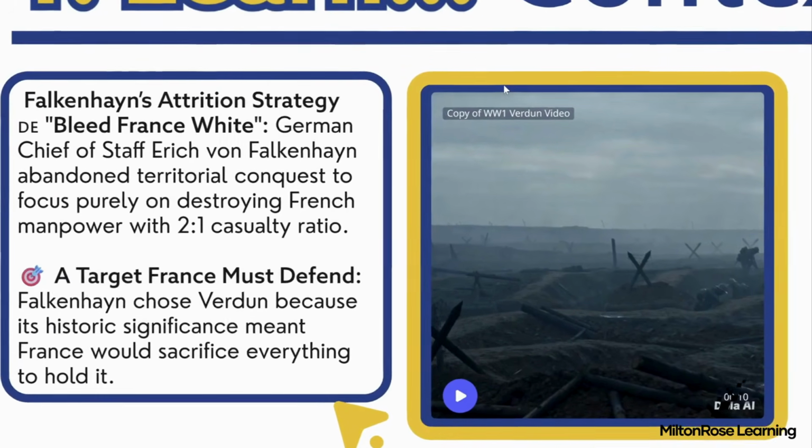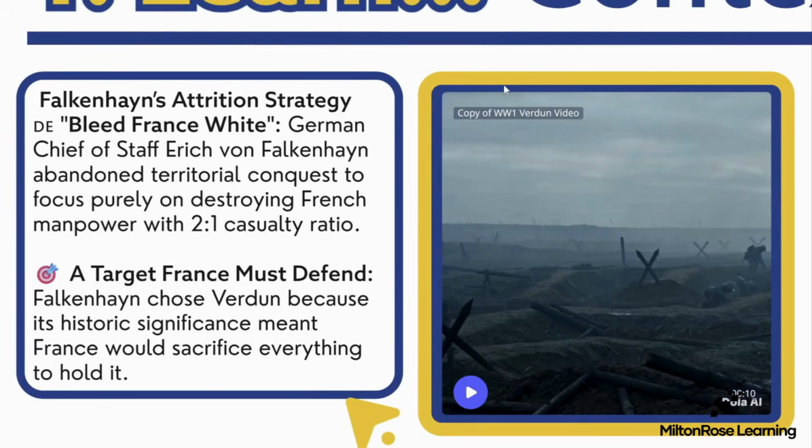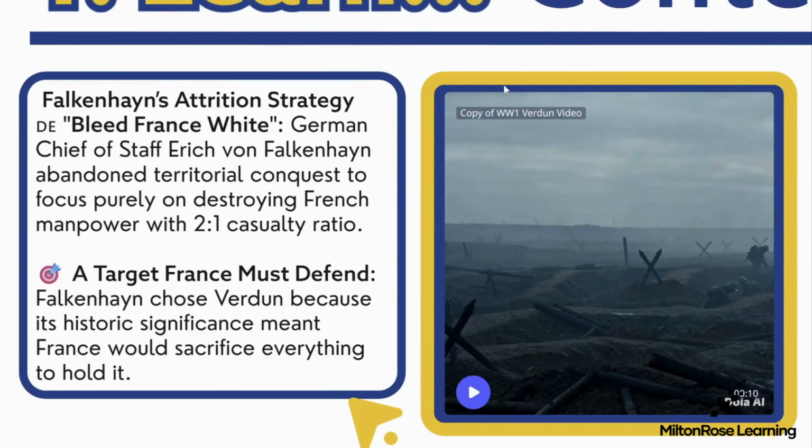So the first one was Erich von Falkenhayn's attrition strategy. Erich von Falkenhayn was the chief of staff of the German army, so he's basically the one in charge of the strategy, and he wanted to abandon territorial conquest. He's thinking, let's not try and take land because it's too difficult, but instead we will focus purely on destroying French manpower. In the Battle of Verdun, he was looking for a 2-to-1 casualty ratio. So for every German soldier killed, they kill 2 French soldiers. That 2-to-1 ratio was to try and grind them down.